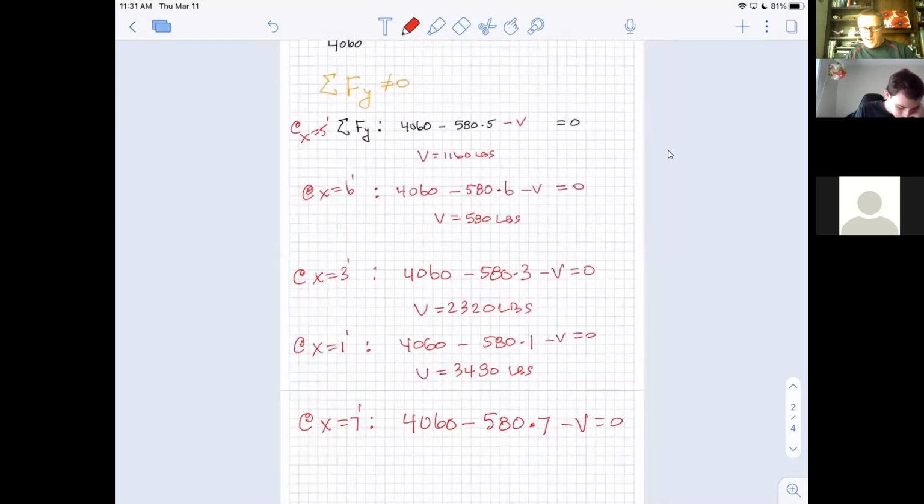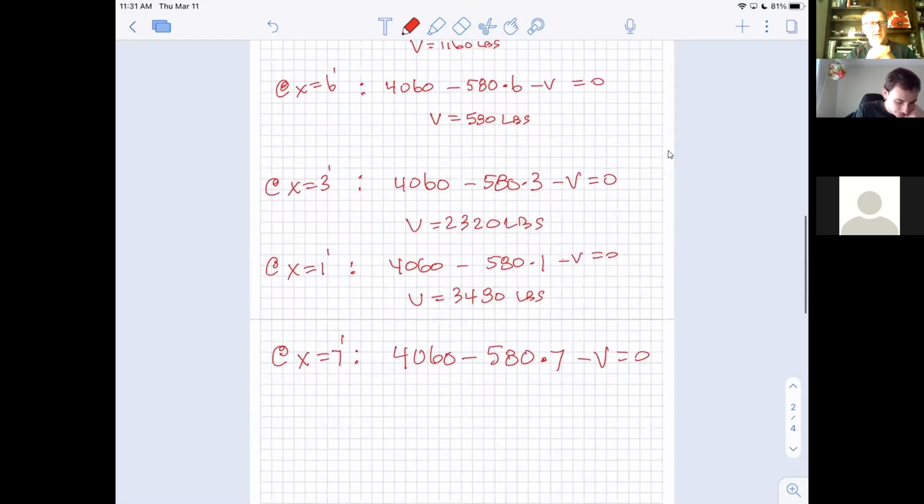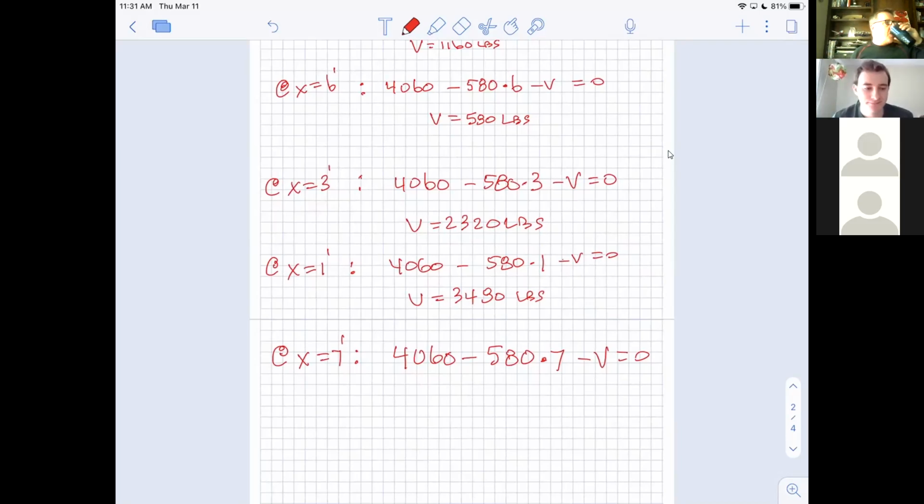You punch that into your calculator. What is V? Notice 7 feet is in the middle of the beam. What do you get for the value of shear required for the beam in the middle? 0. None whatsoever. In other words, in the very center of the beam, there is literally no desire.